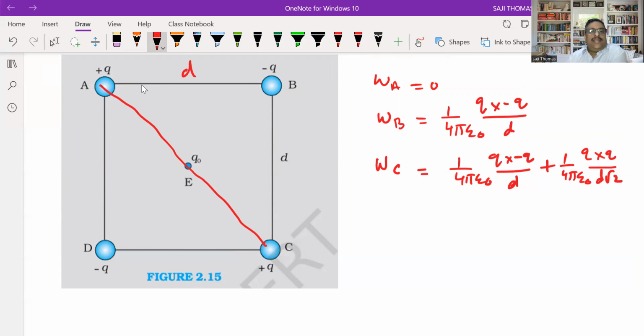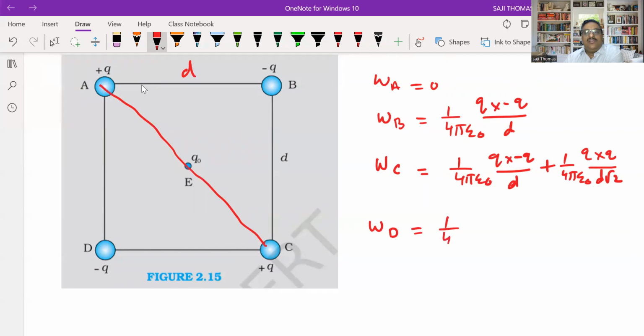Now, I am bringing the charge minus q from infinity to the point D. You have to do work against the fields of three charges: the charge at A, charge at B, and charge at C. So I am writing that as WD. Okay, first, work done against the force of A.